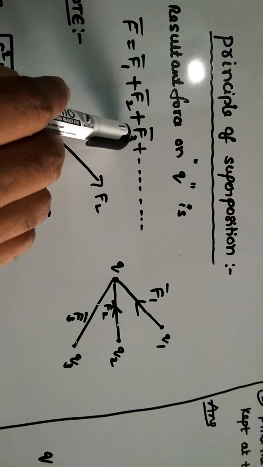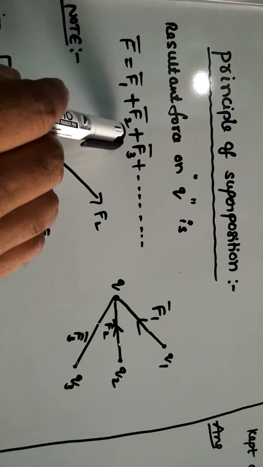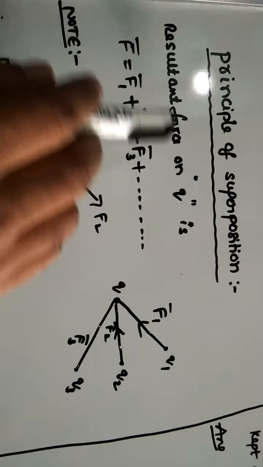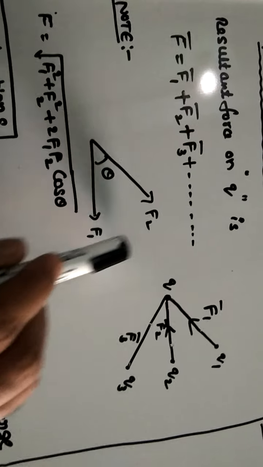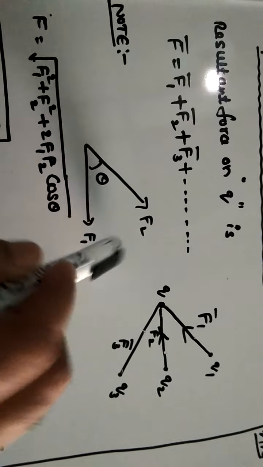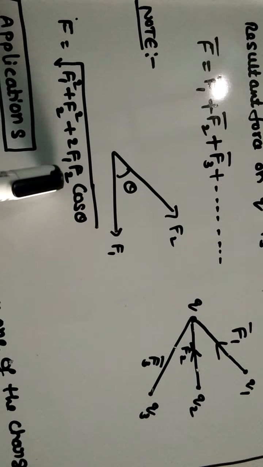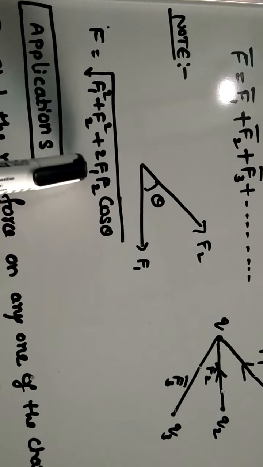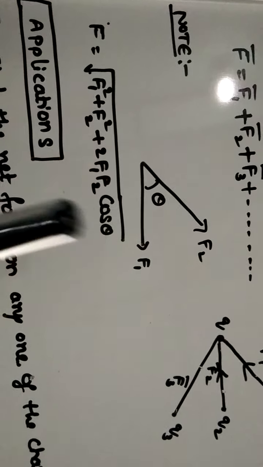What is this word, sir? I am not understanding vectorial sum. Simple word. To find the resultant force, you can apply the parallelogram law of vectors. Simply, two forces F1 and F2 are there. This is the basic formula, the application of the parallelogram law. Resultant force F is nothing but the square root of F1 square plus F2 square plus 2 F1 F2 cos theta.